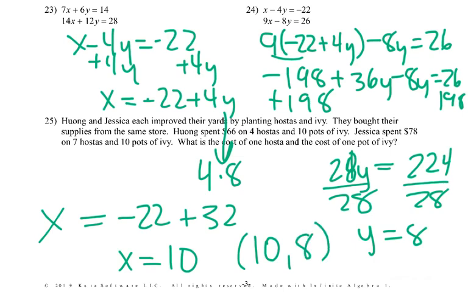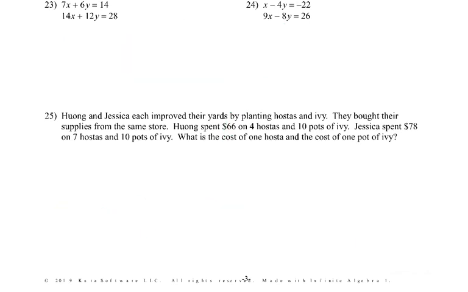Now, if we're given a story problem like these last few, we just treat it the same way. So Huang and Jessica each improved their yards by planting hostas and ivy. They bought their supplies from the same store. Huang spent 66 on 4 hostas and 10 pots of ivy. Jessica spent 78 on 7 hostas and 10 pots of ivy. What is the cost of one each?